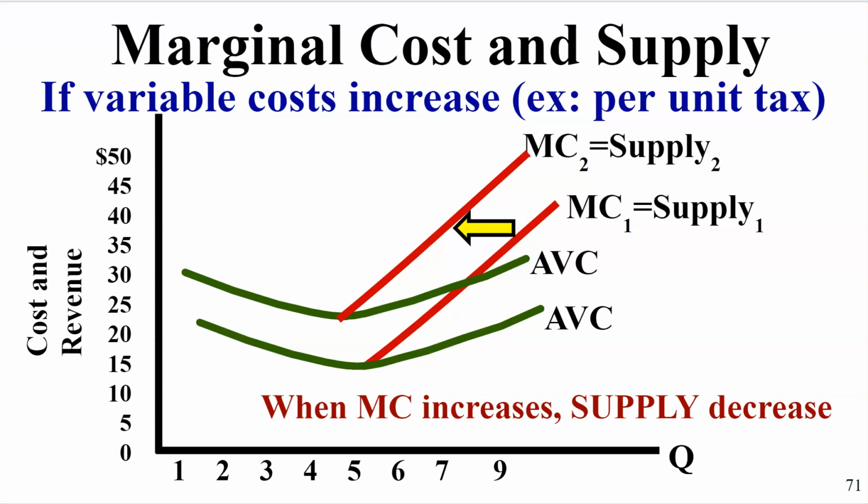If that per unit tax is established, your supply curve is going to move inward. That's going to affect your AVC. And if your price level is beneath that, then you may be in shutdown as a result of that.